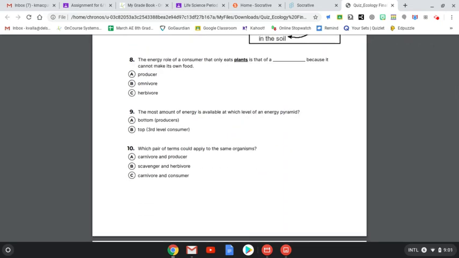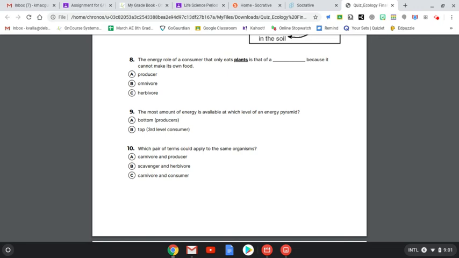Number 8, the energy role of a consumer that only eats plants is that of a blank because it cannot make its own food. So which of the following cannot make its own food and only eats plants? Is it A, a producer, B, an omnivore, or C, a herbivore?